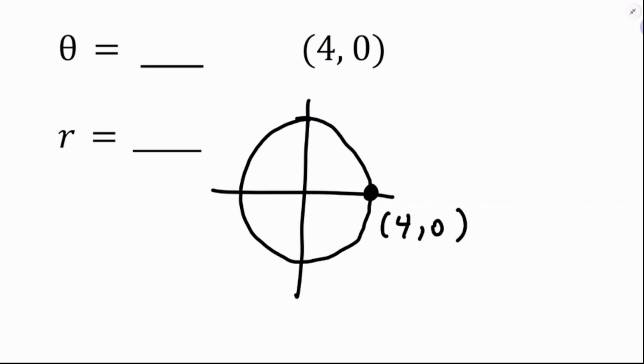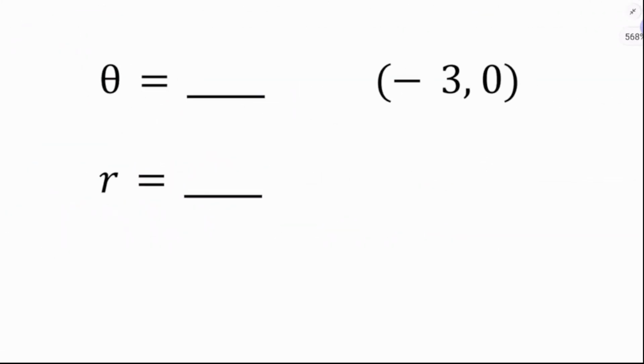Okay, at the point 4 and 0. Okay, r, the radius, that's the distance from the origin. It's going to be 4. And theta is, well, how much angle is there? Well, that's theta equals 0. Okay. Negative 3 and 0.